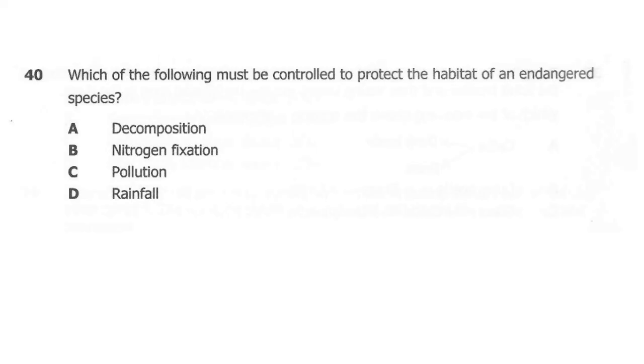Question 40. Which of the following must be controlled to protect the habitat of an endangered species? A. Decomposition. B. Nitrogen fixation. C. Pollution. D. Rainfall. What's the correct answer? Is it A, B, C, or D?